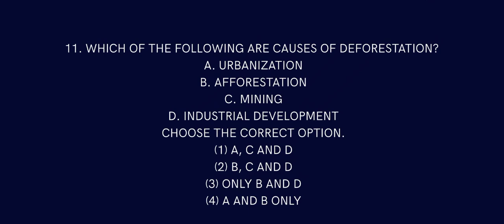Industrial development, of course, mostly happens by cutting down trees, so that is also a cause of deforestation. But the only thing that is not is afforestation. Afforestation is planting trees, so B is not there. So A, C and D.